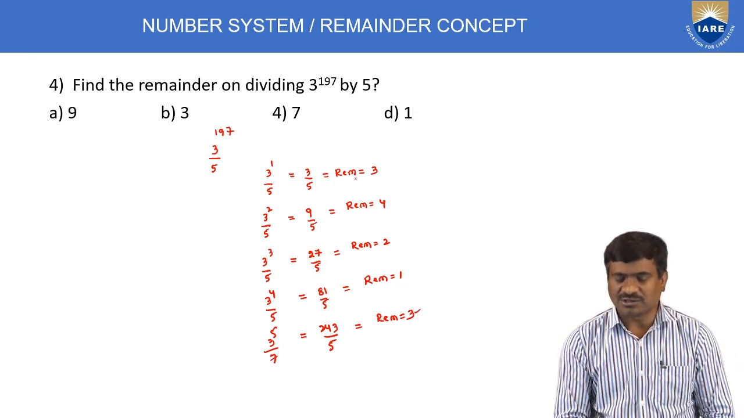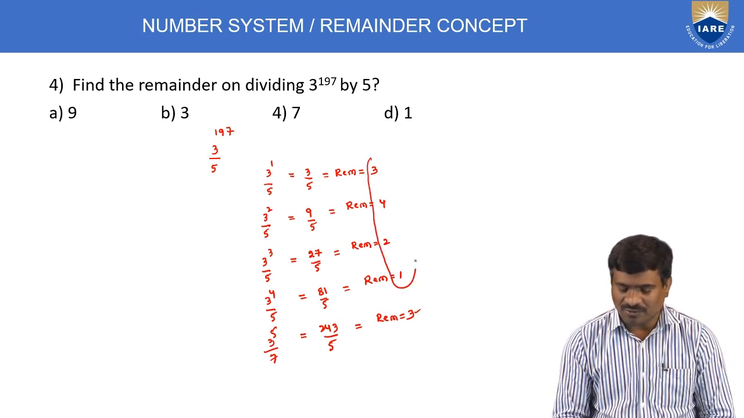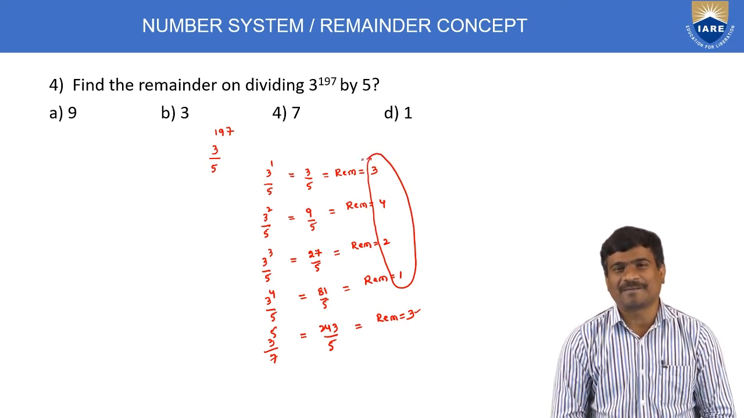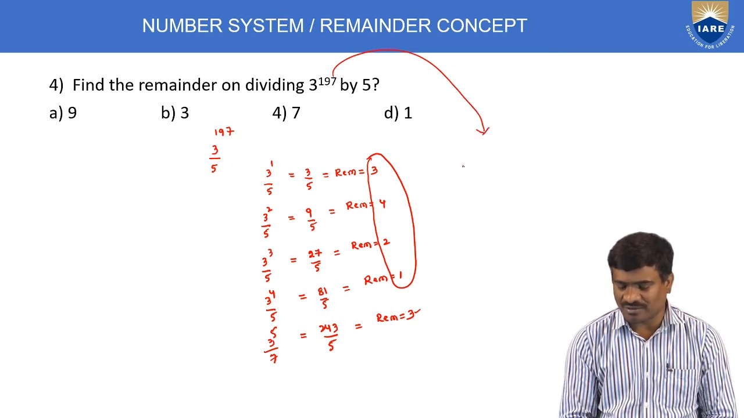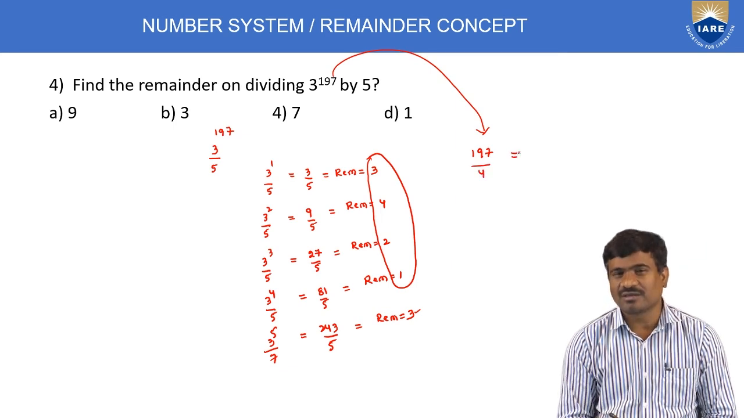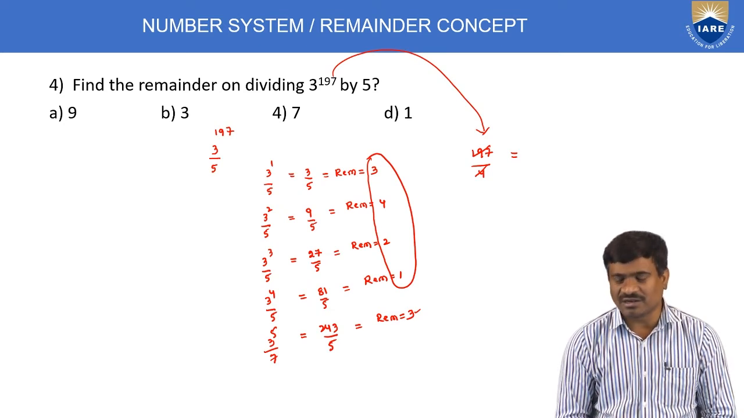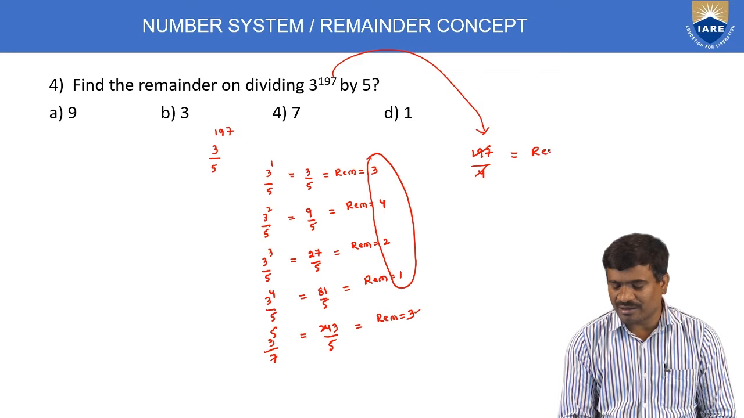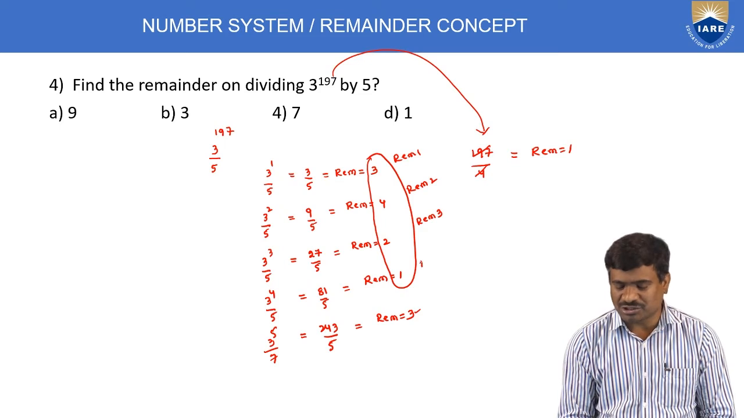Here 3 is the first term of the repetition. In the remainders of powers of 3 by 5, 4 numbers are cyclically repeated. Then the power is divided by 4. Here the power is 197, and 197 divided by 4 gives remainder 1. When the remainder is 1, the answer is the first term of the repetition. Remainder 1 gives 3, remainder 2 gives 4, remainder 3 gives 2, remainder 0 gives 1.